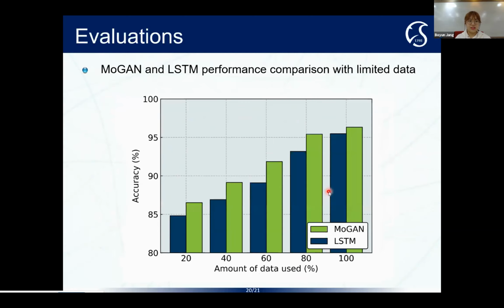Performance of MoGAN with a limited amount of data was also evaluated. Here, we can see that even when only 20% of the data is used, MoGAN showed above 85% accuracy, and it showed above 90% accuracy even if only about 50% of the data is used. This shows the availability of MoGAN with a limited amount of data, which can be desirable in real systems.